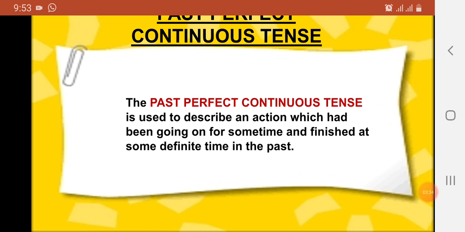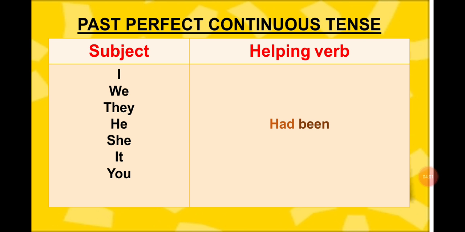In this tense, we describe an action that started in the past, continued for some time, and then finished at a certain point before something else occurred. You got it? So, the past perfect continuous tense is used to describe an action which had been going on for some time and finished at some definite time in the past. We use the helping verb had been in past perfect continuous tense with the subjects I, we, they, he, she, it, you. We use had been as a helping verb.